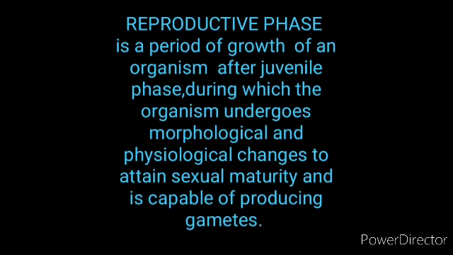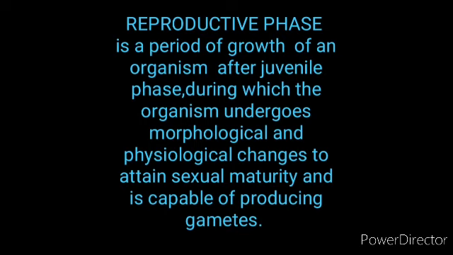Second, it is the reproductive phase. It is a period of growth of an organism after the juvenile phase or the vegetative phase, during which the organism undergoes morphological and physiological changes to reach sexual maturity and is capable of producing gametes. So the first phase is the juvenile or vegetative phase, and the second phase is the reproductive phase.